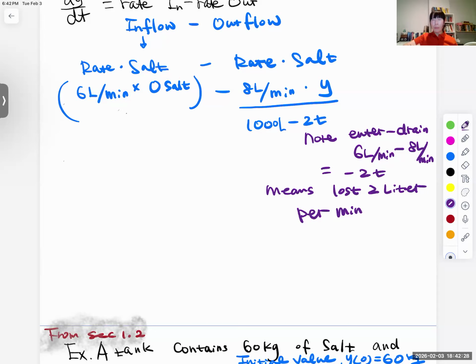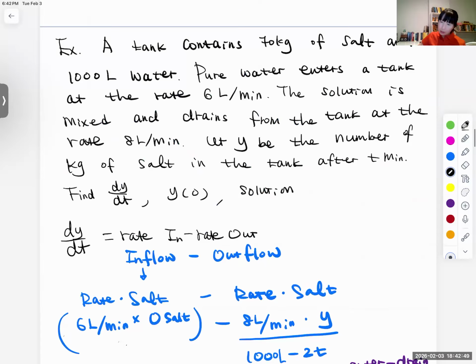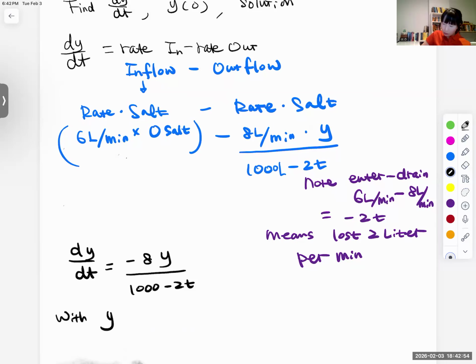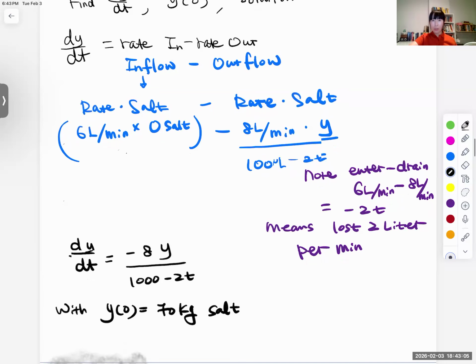Make sense to you? Okay, so then we have dy over dt equals negative 8y over 1,000 minus 2t. And the initial condition will be 70 kilograms, so y of 0 equals 70 kilograms of salt. Is it clear? I cannot see well.